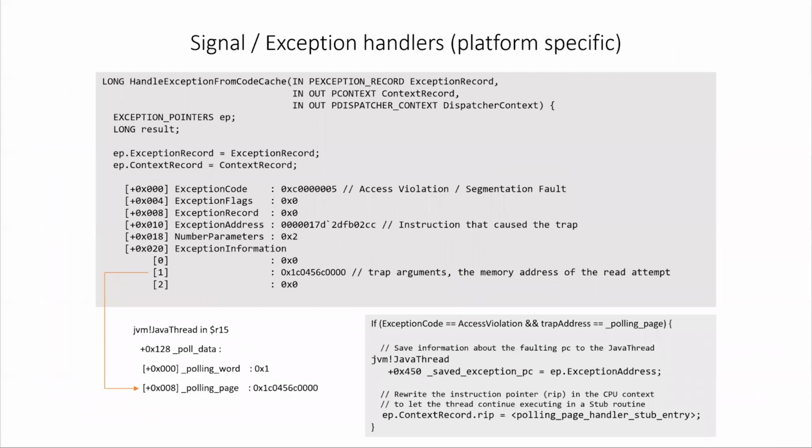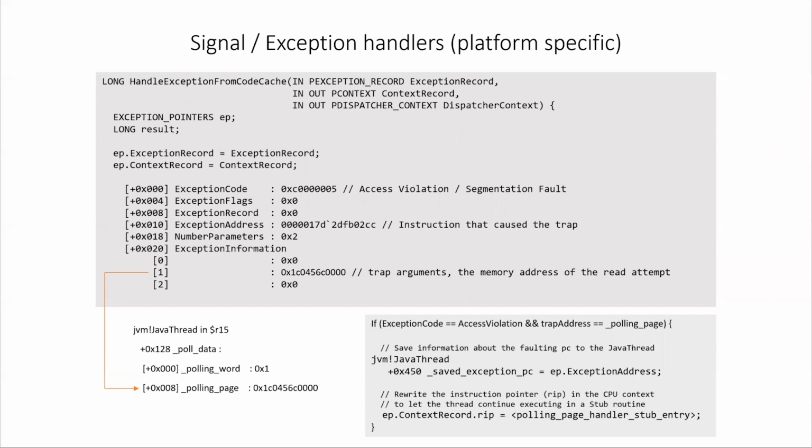An access violation or segmentation fault will be raised by the hardware, which in turn informs the operating system, which in turn informs registered signal or exception handlers. The HotSpot JVM will register signal handlers with the respective operating systems just to get notified about these kinds of events. And using the information provided by the hardware and the operating system, we can determine what kind of event took place. So in this example, it was an access violation or a segmentation fault.